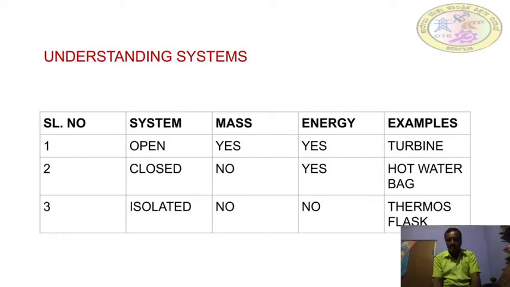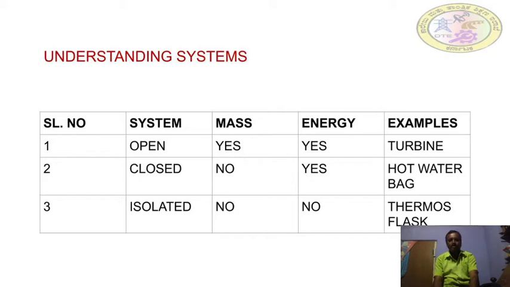And a simple understanding table for types of thermodynamic system is as follows. First column is serial number, second column system, third column mass, fourth column energy, fifth column examples. Number 1, open system. Mass, yes, energy, yes. Example, turbine. So it means here both mass and energy will cross the boundary.